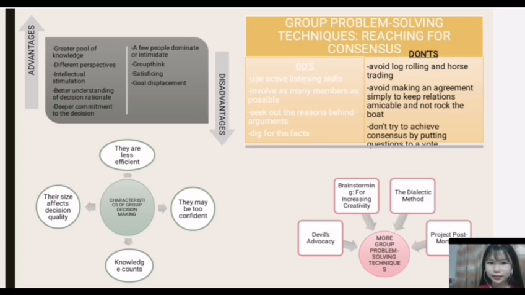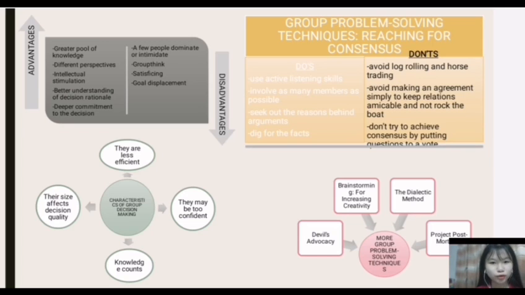Characteristics of group decision making. If you are a manager deliberating whether to call a meeting for group input, there are 4 characteristics of groups to be aware of. Firstly, they are less efficient. Their size affects decision quality. They may be too confident, and last is knowledge counts.